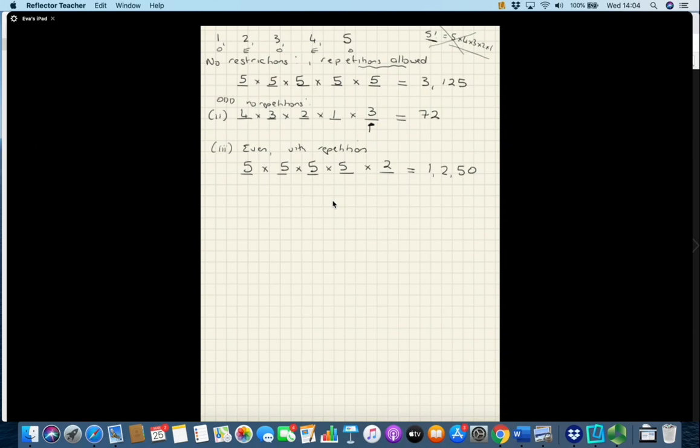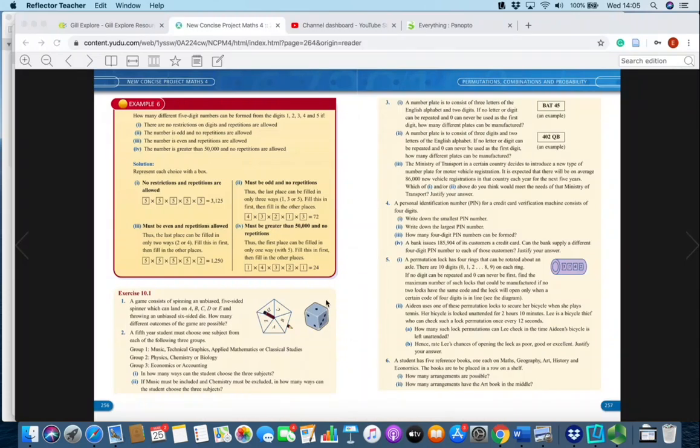Okay, part 4 then. The number is greater than 50,000, with no repetitions. So again, a 5-digit number greater than 50,000, so it means the first digit has to be a 5. So I've only one option there. No repetitions, so the next can be any of the remaining 4 numbers, then any of the remaining 3 numbers, 2 numbers, and 1. So I actually have only 24 permutations of that. Okay, so permutations, how to arrange stuff.